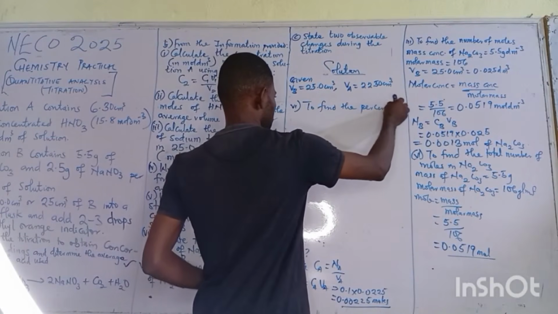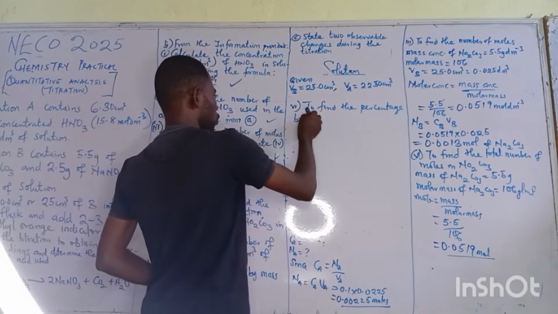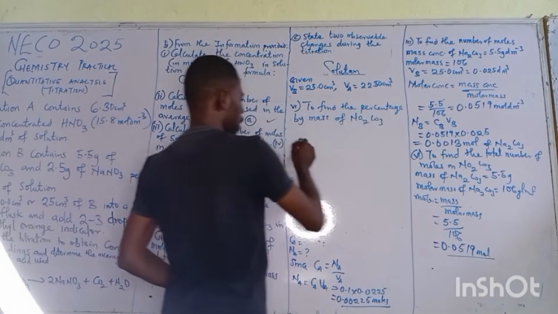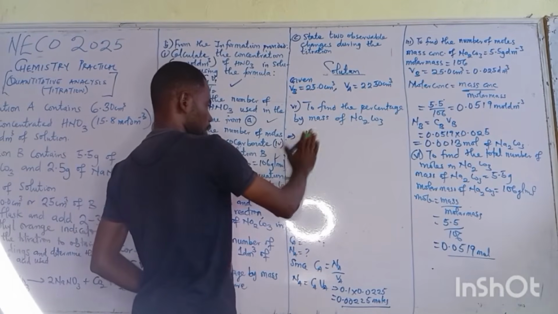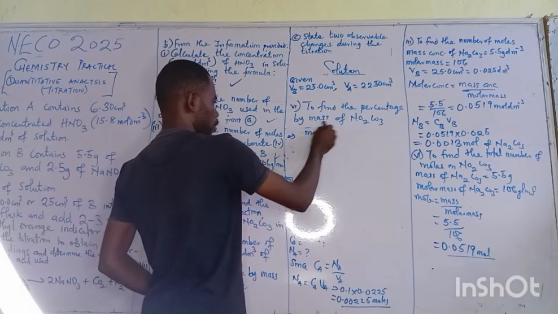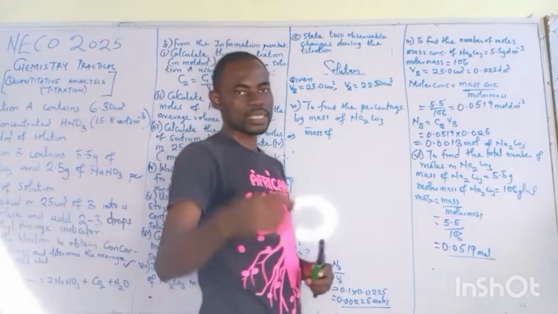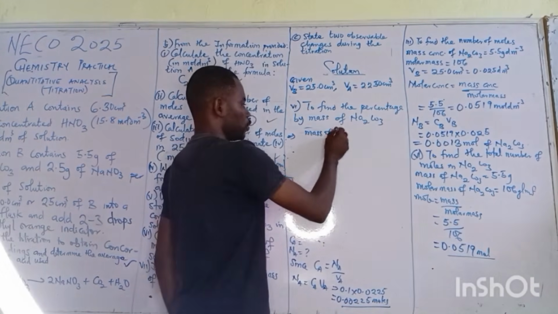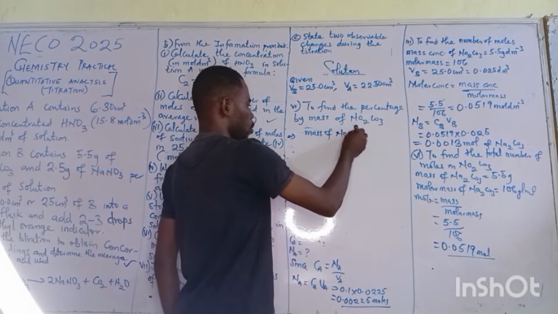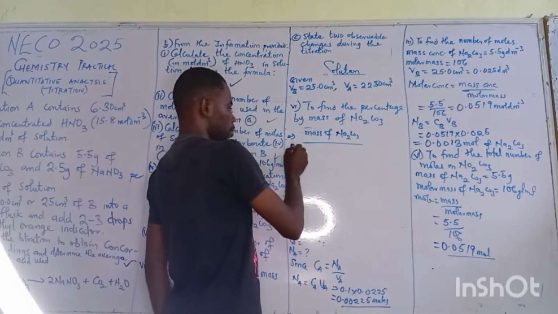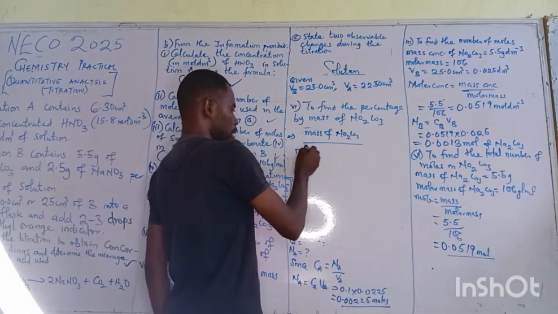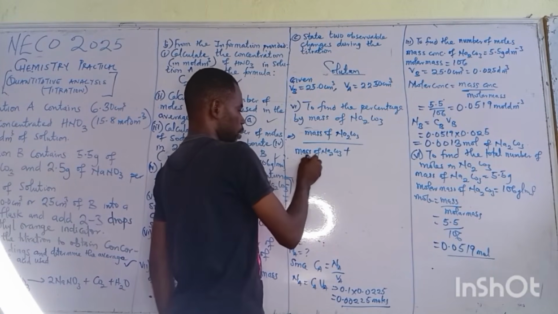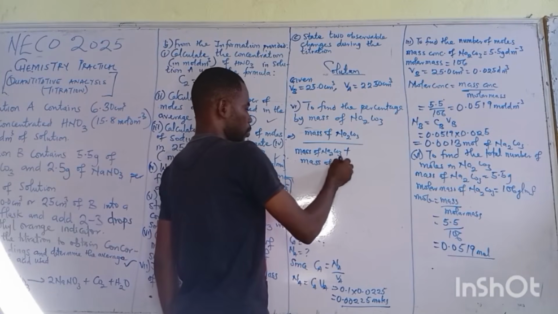of sodium carbonate. So I'll be having it as the mass of sodium carbonate. I'm giving out the formula. As a candidate writing this exam, please don't jump steps. So mass of Na2CO3 over the total mass, that is, let me break it down like that, mass of Na2CO3 plus mass of NaNO3.